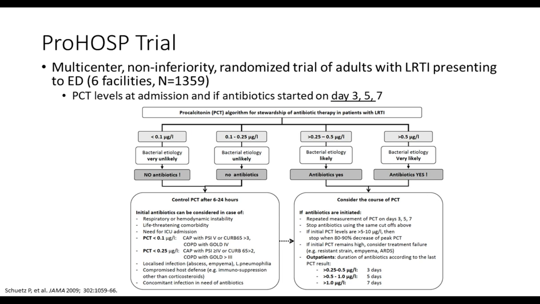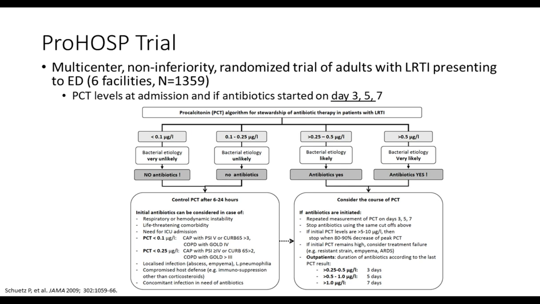There have been a variety of other trials. There's probably been 15 or 20 trials in lower respiratory tract infection. I'm going to show you the largest trial. So the multi-center non-inferiority randomized trial for adults presenting, same thing, lower respiratory tract infection to the ED. They had 6 facilities, enrolled over 1,300 patients. What they did here was not only do procalcitonin levels at admission, but also on day 3, 5, and 7. And they used a very similar algorithm.